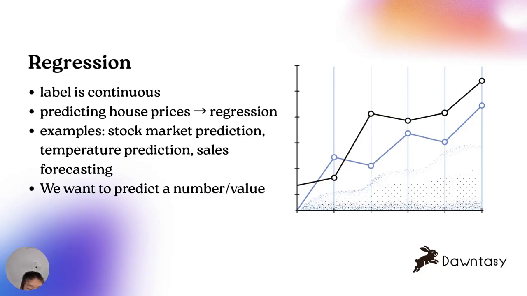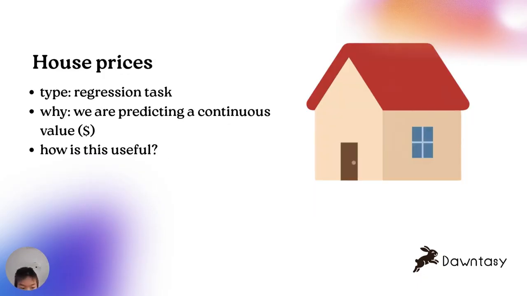What sets regression apart is that we want to predict a number or value. In the house prices example, we are trying to predict the cost. Regression tasks are useful, like the house prices one, because they help us find out an actual value which we can use. In the house prices example, it can help us decide which house to buy depending on how pricey the house is.